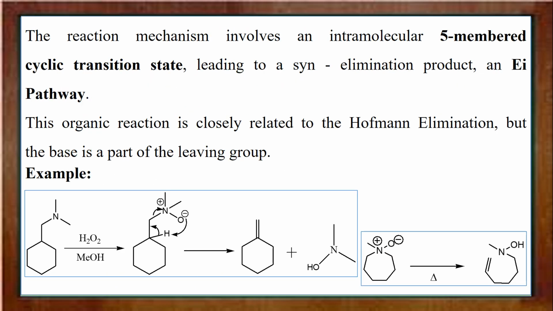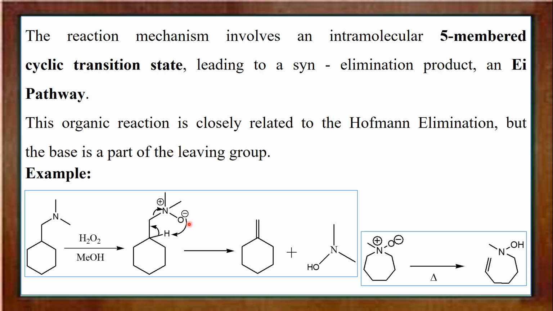The reaction mechanism of Ei elimination involves an intramolecular 5-membered cyclic transition state, which leads to the syn elimination product through the Ei pathway. So here you can see this is an amine. On treatment with a peroxide, it is converted to the N-oxide, the amine oxide. This oxygen, let us consider 1, 2, this is 3, 4 and nitrogen 5.